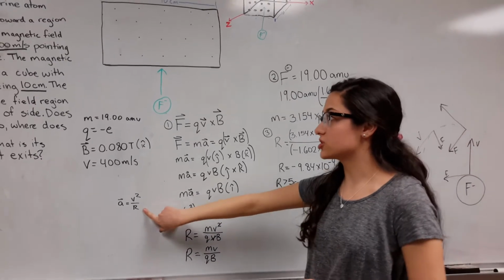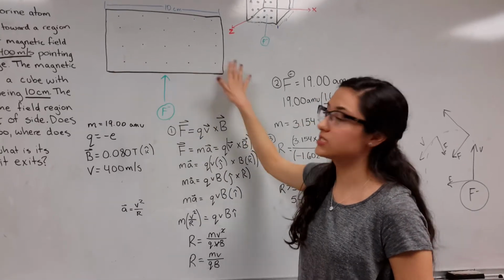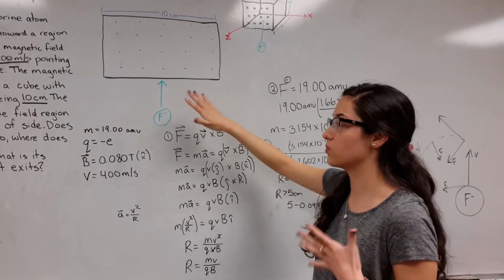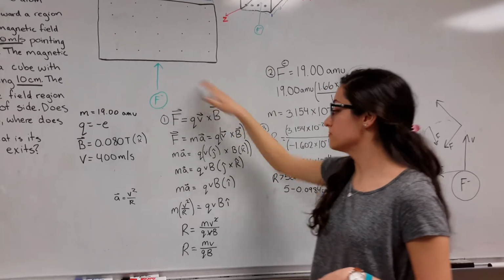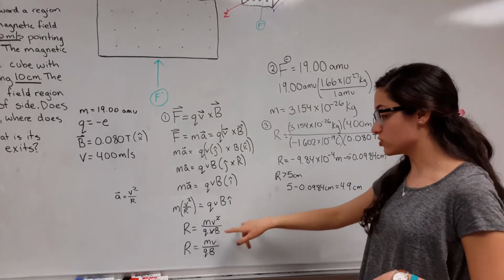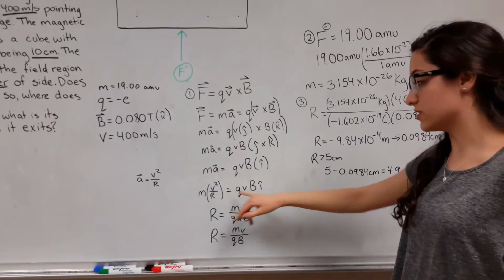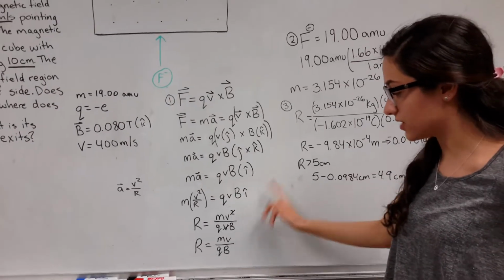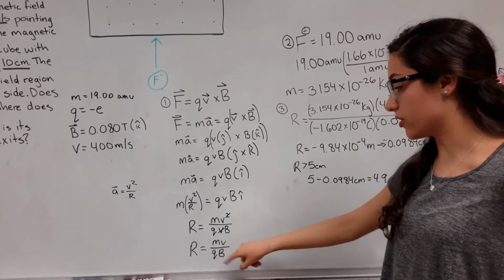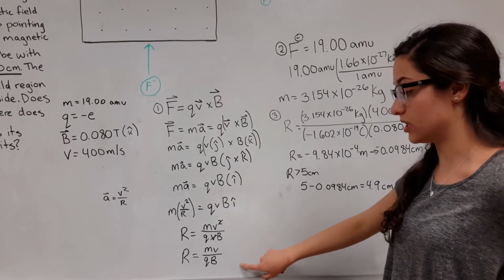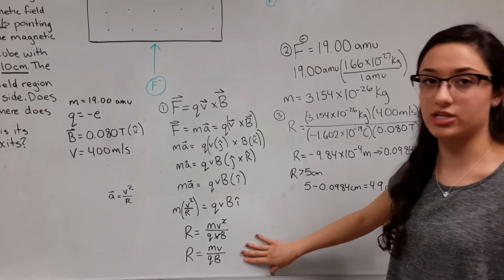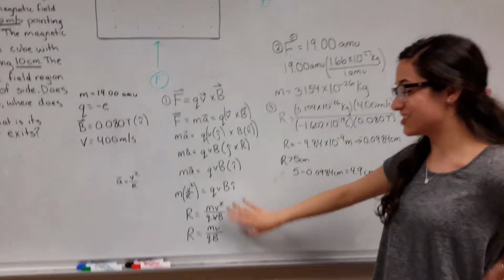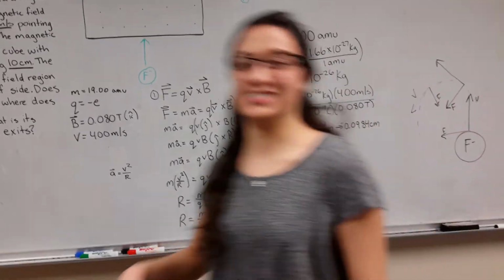And this R is actually going to tell us where on this side, if it does exit, where the ion will exit, either over here or over here. So then just do some algebra. We take the mv squared over this side and then cancel out the v's. You get R equals mv over qB. And then once you plug in all of these terms, you're going to be able to find your direction and the magnitude for R.